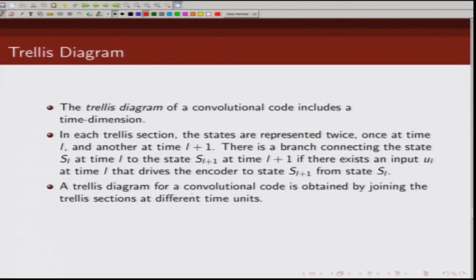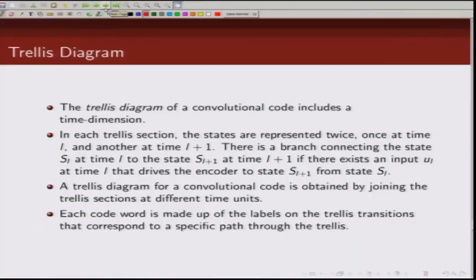And a trellis diagram is obtained by joining trellis sections at different time instances. So, to draw the complete diagram, I am going to join trellis sections at various times together, and that is how my trellis diagram will be drawn. The interesting thing is, in a trellis we can see all possible code words. Any valid path basically is a valid code word. So, let us say initially our encoder is in all 0 state and it goes back to all 0 state, then all possible paths from all 0 state to the final all 0 state will enumerate all possible code words that we have.